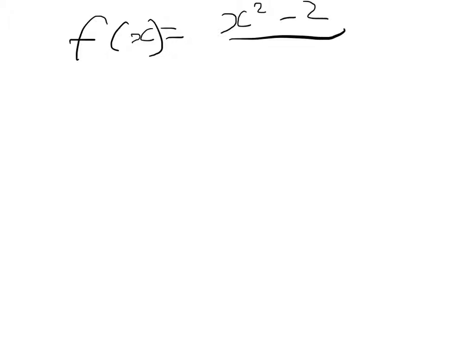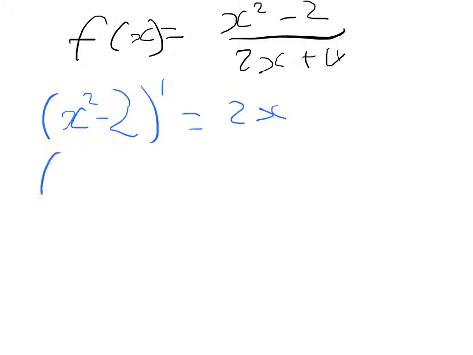Let's have a look at another one. Let's say f of x equals, and I'll just do the whole thing in one go, f of x equals x squared minus 2 over 2x plus 4. All right, so we're going to break it down into two parts. We've got x squared minus 2 dash is going to be 2x. 2x plus 4 dash is going to be 2. All right, so that's useful to remember.